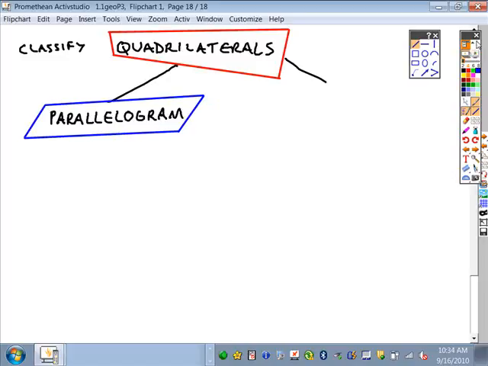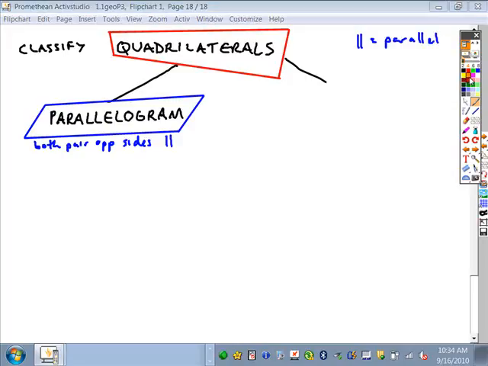Okay, so again, it probably looks somewhat like this. A parallelogram is going to have both pairs of opposite sides parallel to each other. The symbol for parallel is just 2 vertical bars. And if you mark parallelism on a figure, you use arrowheads facing in the same direction to show that those lines are parallel to each other.